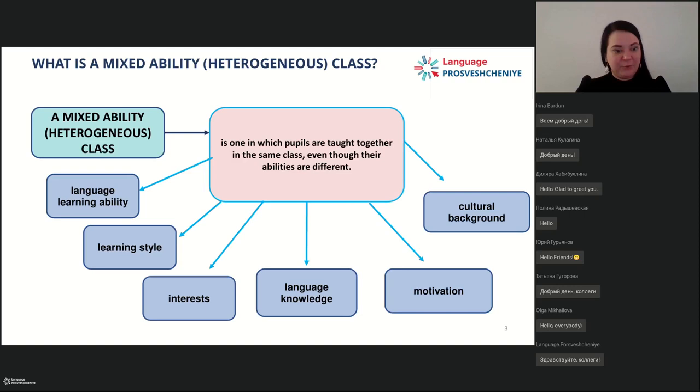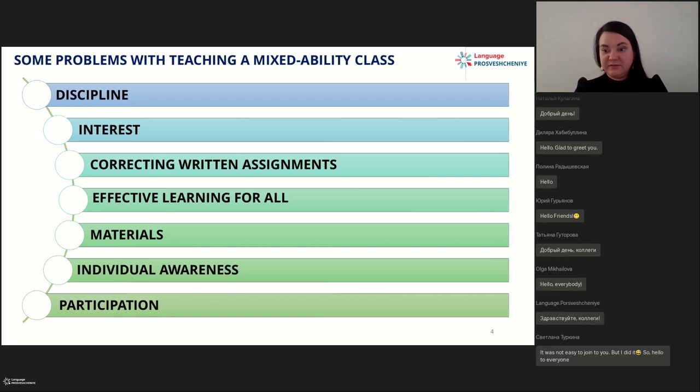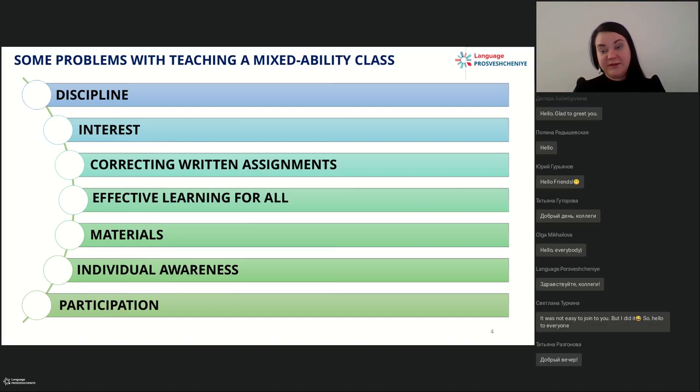So, speaking of some problems which we as teachers encounter while teaching mixed ability classes, I'd like to mention the ones that Penny Ur lists in her fantastic, I would say, book, Practice and Theory of English Language Teaching. And here you have the broad name for these problems, but I would also like to illustrate them with some teacher comments. So if we speak about discipline, you can sometimes hear a teacher say, I have discipline problems in these classes. I find them difficult to control.